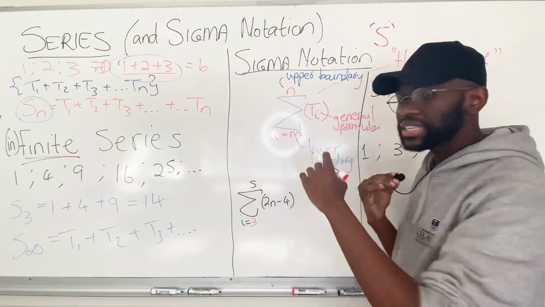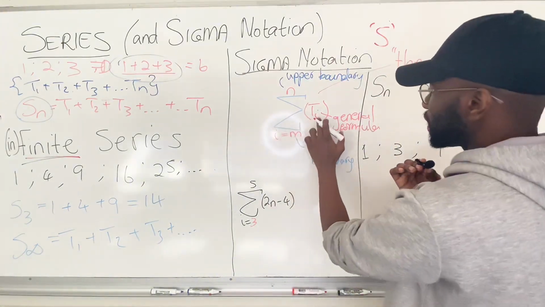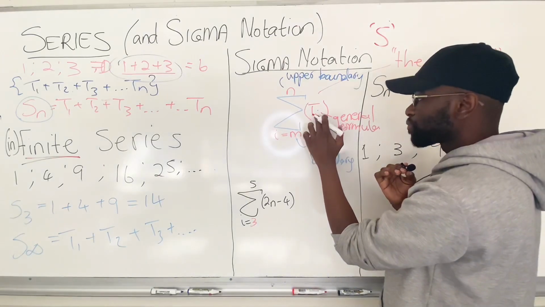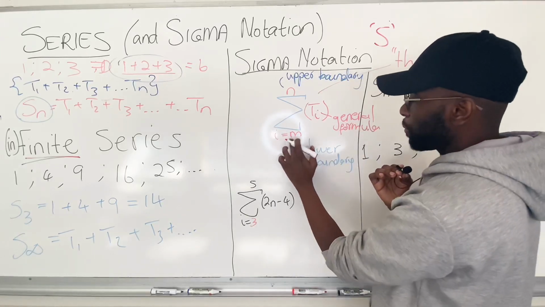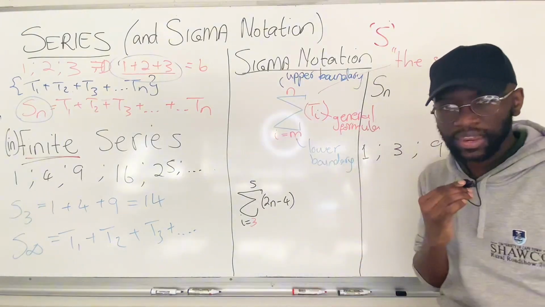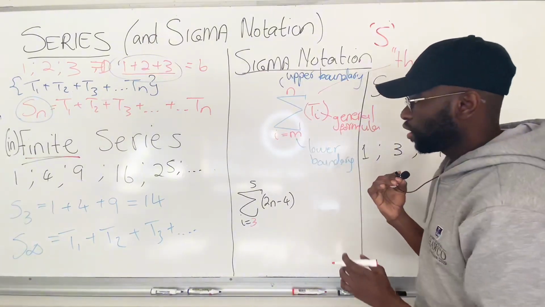Remember that sigma notation is the sum of. So here we know that it is the sum of the terms in this sequence presented by the general formula from term m until term n. It makes sense, right? So here we put our general formula.